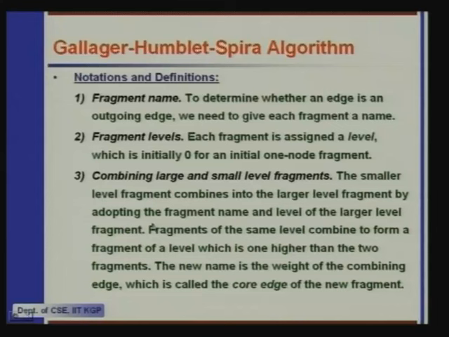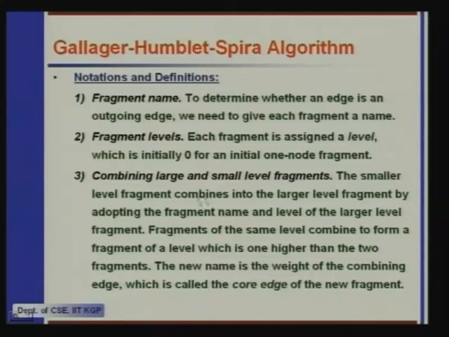Remember that this is completely distributed, we do not have any centralized control over what is happening, and that has different kinds of concurrency problems. We will see them during the course of this discussion. So, that is why we purposefully impose a restriction that smaller fragments will combine into the larger fragments, larger fragments will not combine into smaller fragments, and fragments of the same level combine to form a fragment of a level which is one higher than the two fragments.